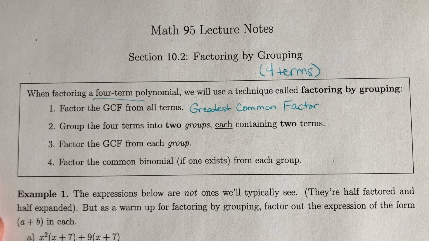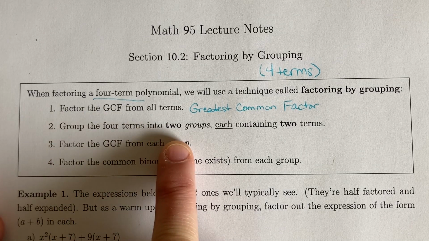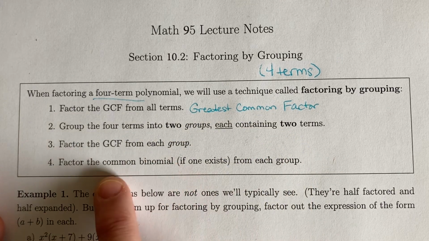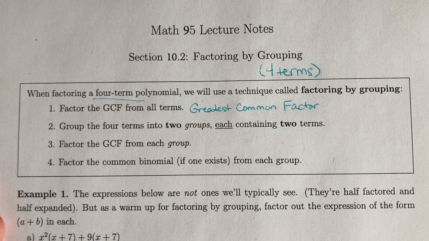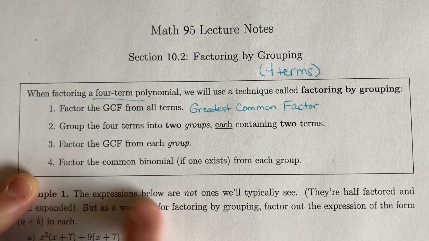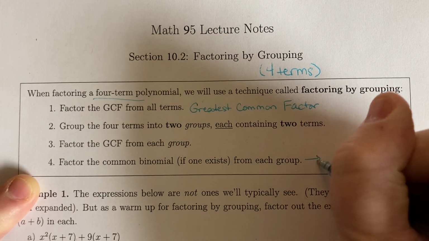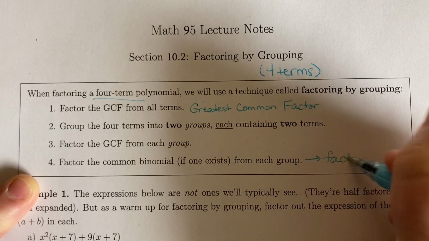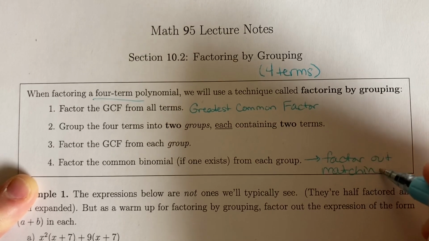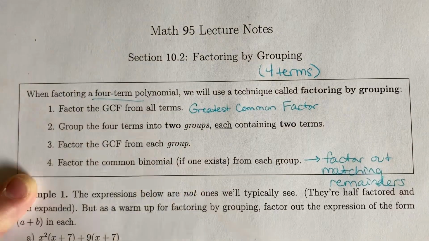greatest common factor. Then what's left, we're going to separate into two groups of 2 terms each and factor the GCF from each of those 2 groups. And then hopefully there's a common binomial. That means that we need to see something matching. So factor out the matching remainders. All right, so let's see what this looks like.